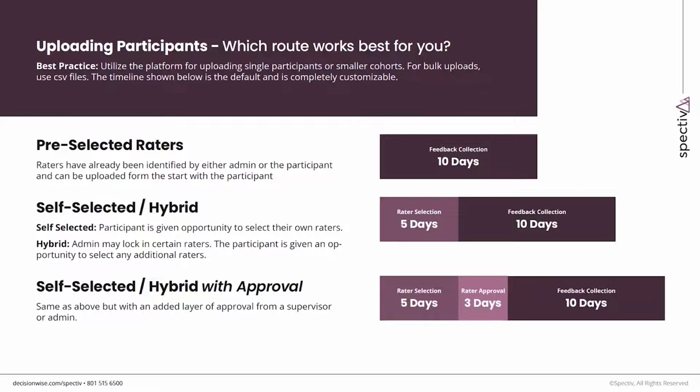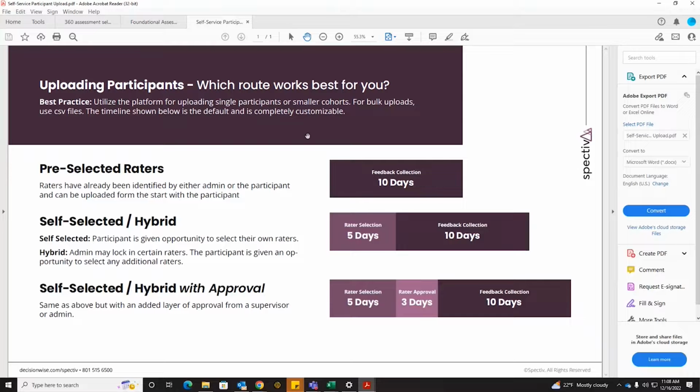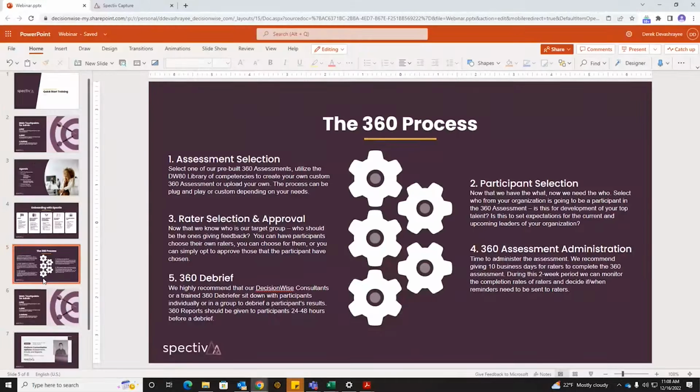We also have a hybrid option where you can lock in, I know their supervisor, I know their peers, well, at least some of their peers, and I know their direct reports. But then we allow the participant to select others or other peers. So those are the first few decisions you'll need to make: which assessment are we going to run, and what method are we going to use to upload our raters. So let's jump to the platform.